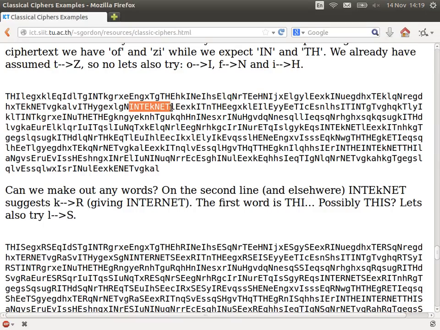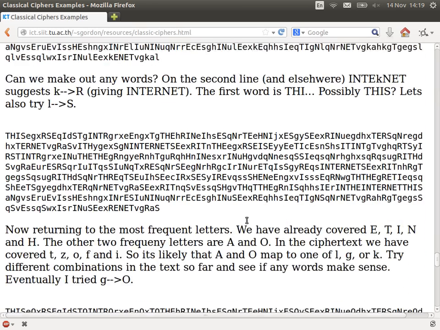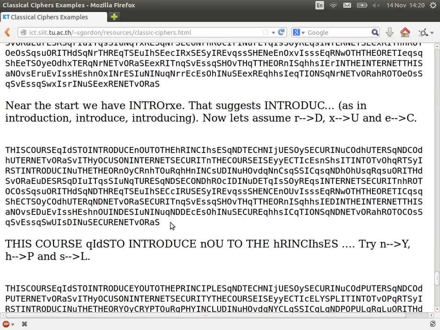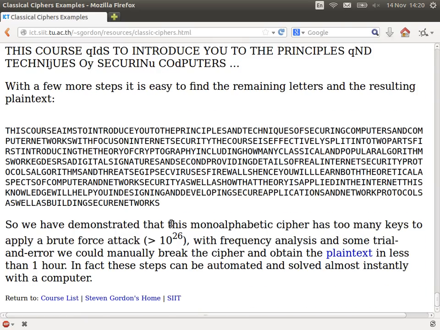Look at the uppercase letters, they're the plain text values if we've done the replacements, and maybe you start to guess this is internet. Okay? And then see that, okay, K maps to R, and start filling in other letters. And you keep going, and it doesn't take too many steps. And once you're at this stage, then you use the context of the message, this course, and then you can fill in the rest quite easily in that case. And you eventually get the plain text.